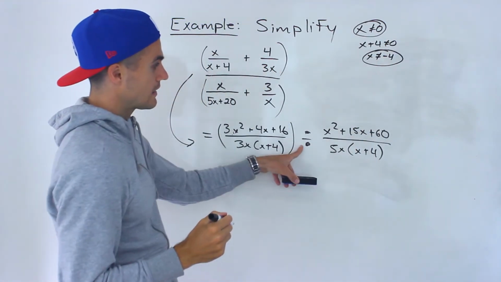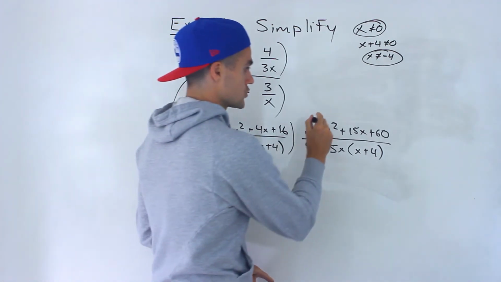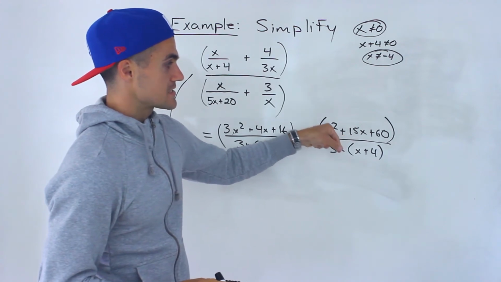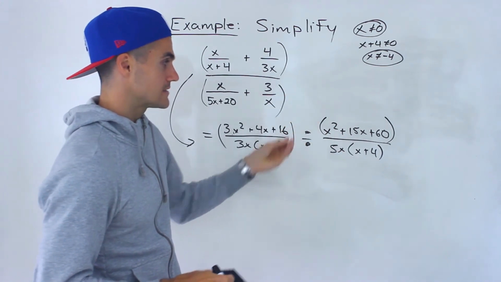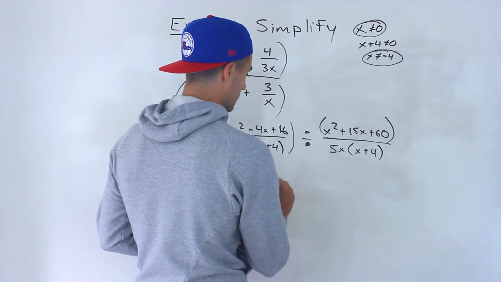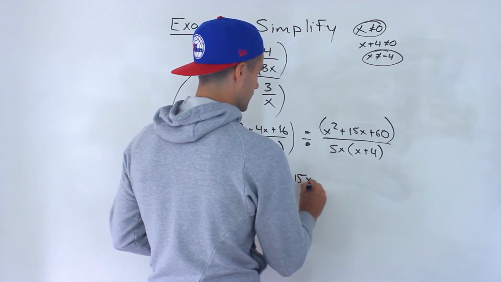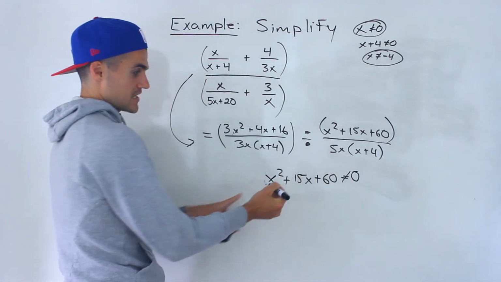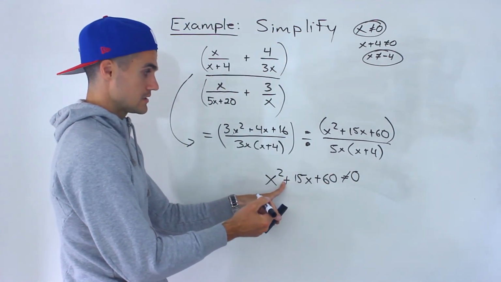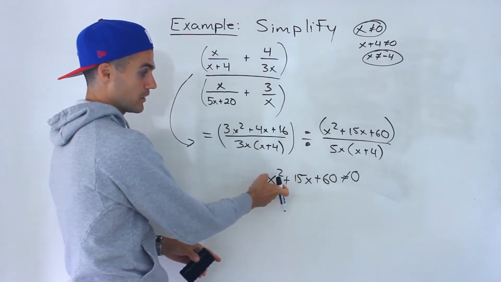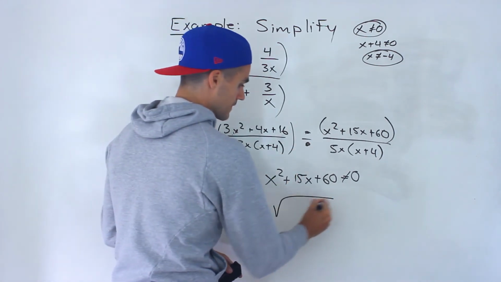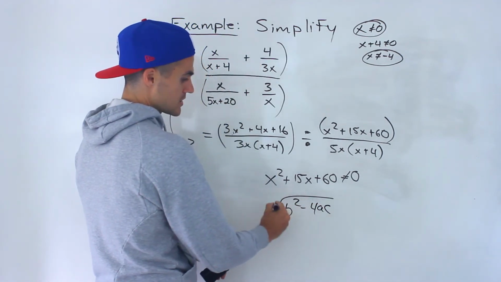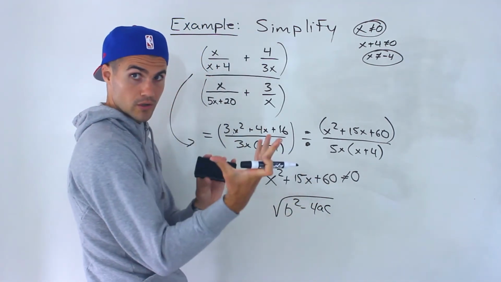Now, because we're dividing here, you also want to get the restriction from the numerator if possible. But x squared plus 15x plus 60, that actually can't equal 0 ever for any x value. Even though it doesn't factor, you want to potentially plug this into the quadratic formula to see when it can equal 0. But if you plug this into the quadratic formula, that discriminant, which is just the b squared minus 4ac, that's the expression under the square root in the quadratic formula.